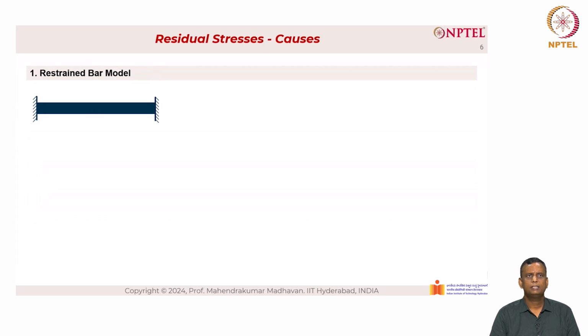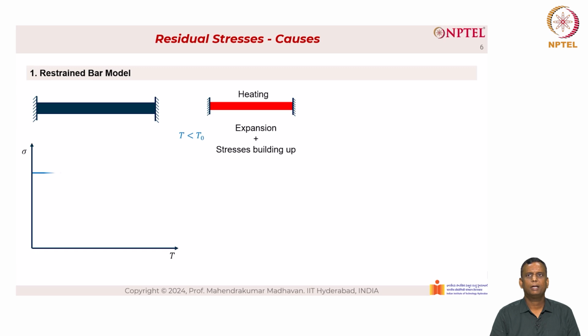What you see here is a restrained bar model. Basically, it is a bar which is restrained at both ends. When we heat the bar uniformly, the bar tends to expand, which means that during expansion, there is a stress buildup and it happens until T is less than T naught. T naught is the critical temperature. Say, for example, T naught is equal to 100 degrees Celsius. There is expansion until it reaches 100 degrees Celsius and there is a stress buildup.